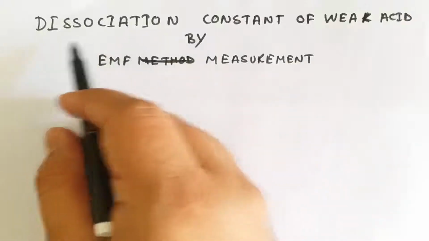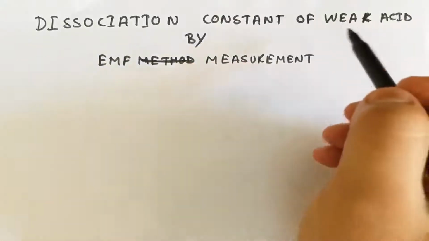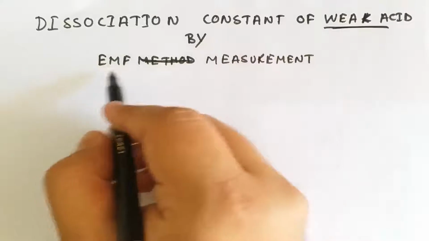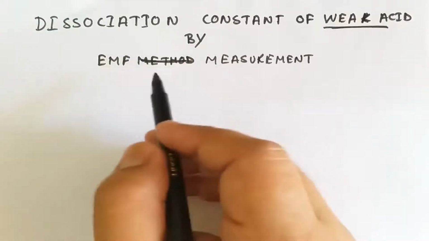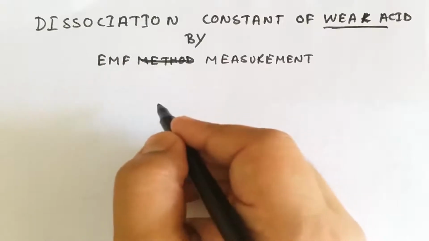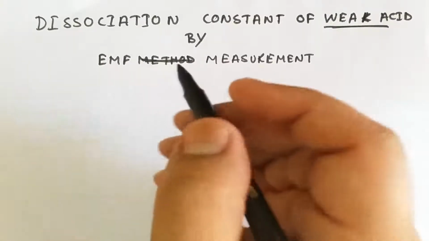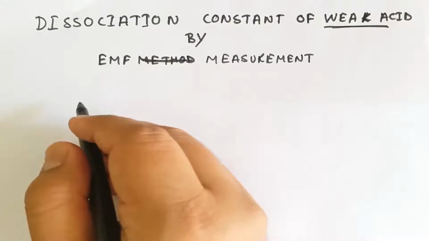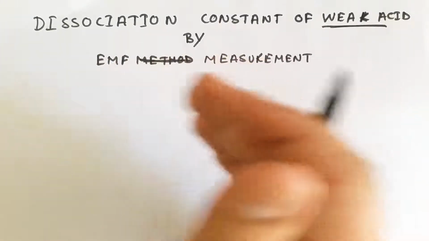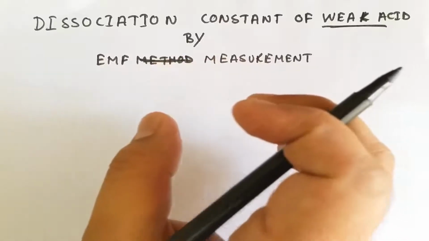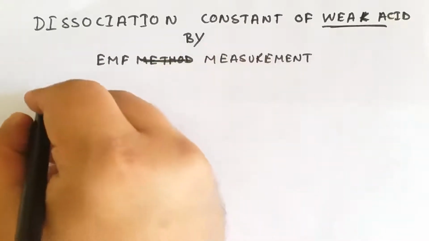Hey friends, welcome. Today we are going to determine the dissociation constant of a weak acid by using EMF measurement, or by using a potentiometer. In order to make the EMF measurement, first of all we need to construct an electrochemical cell. The cell which we will construct will be made up of a hydrogen half cell and a silver half cell with our weak acid as a common electrolyte.